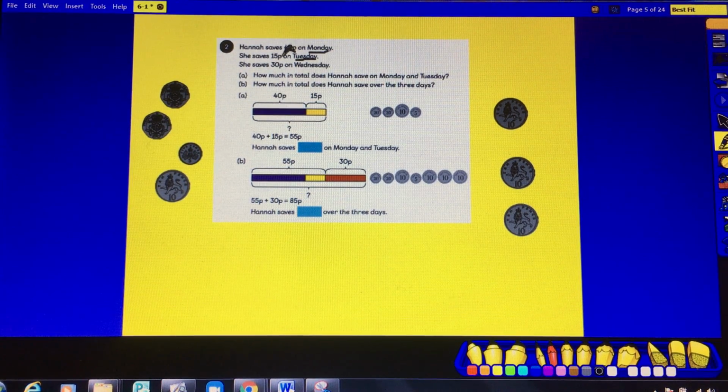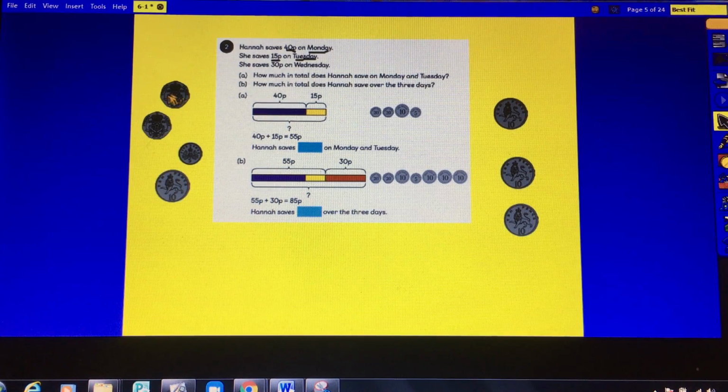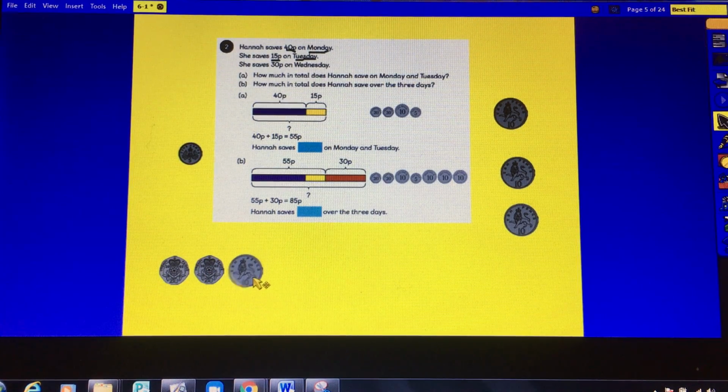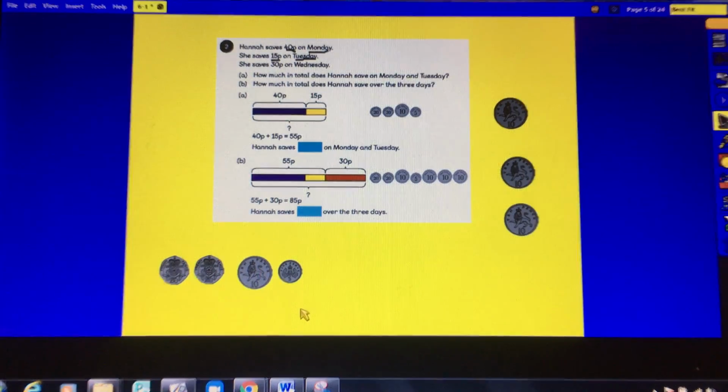So she saves 40p on Monday and 15p on Tuesday. We could represent that in a bar model. And here, the 40p is the purple bar and the 15p is the yellow bar. To help us find the answer, if we can't do it in our heads, we can actually use the coins. So I've got 40p and I've made that with two 20s. Remember children, 40p could be made in lots of different ways, but I've chosen two 20s for today's calculation. And then I've got the 15p she saved on Tuesday, represented by a 10 pence and a 5 pence coin. Again, that 15 pence could be made in lots of different ways.